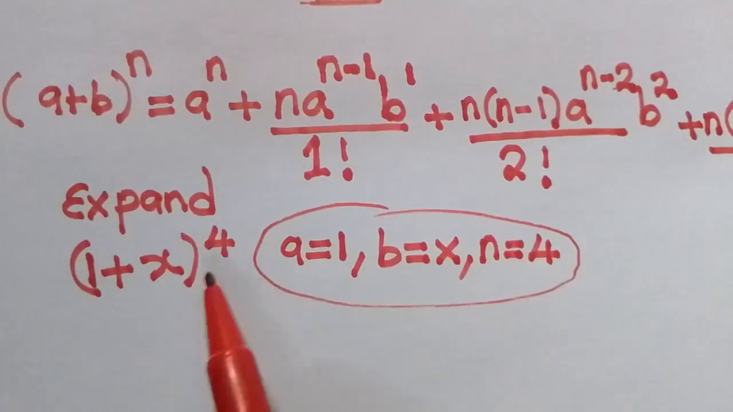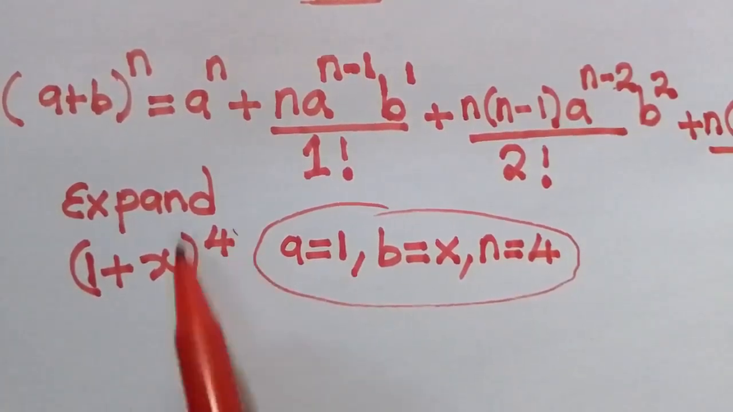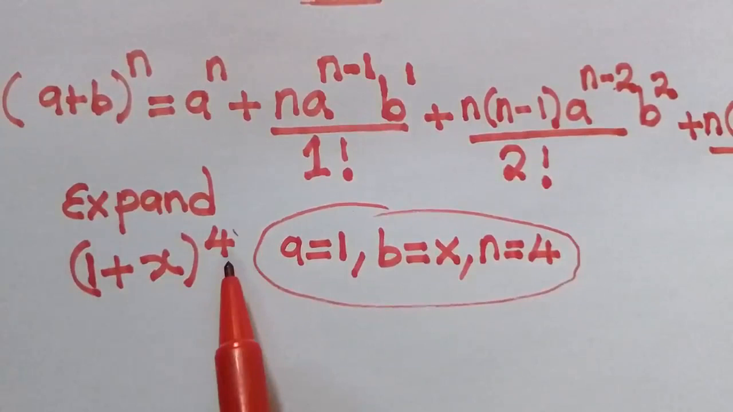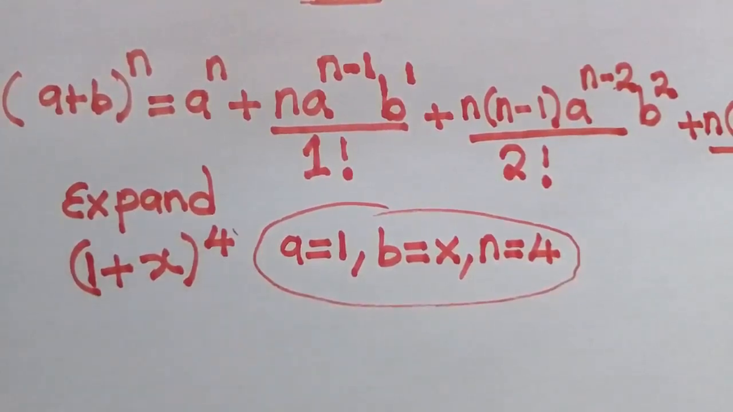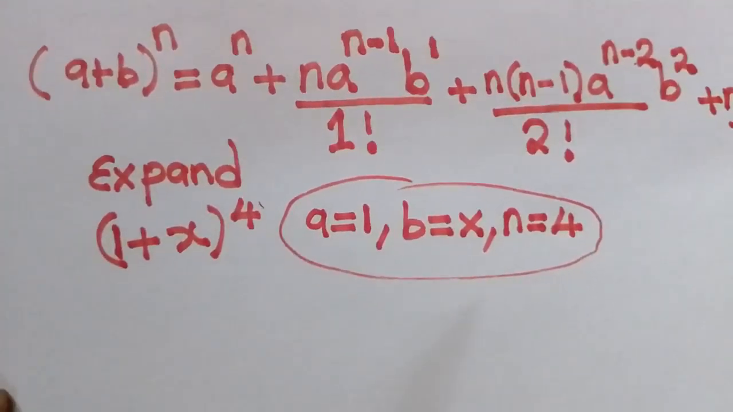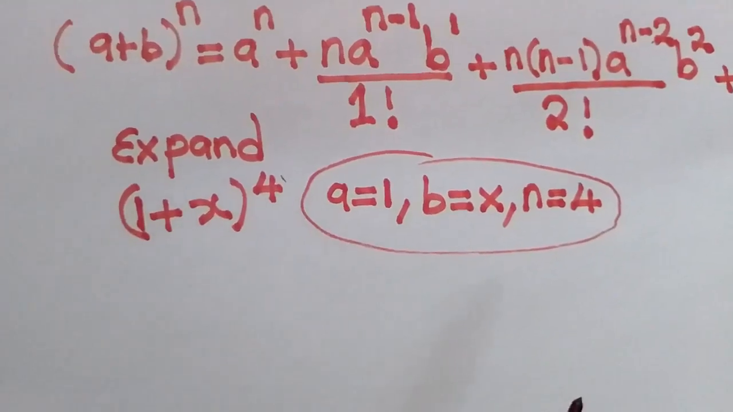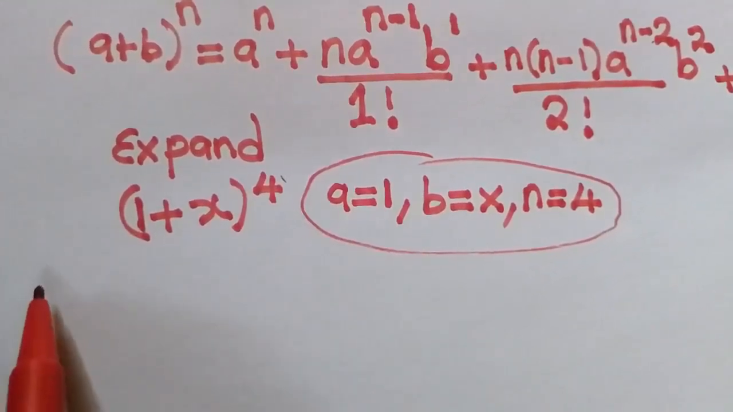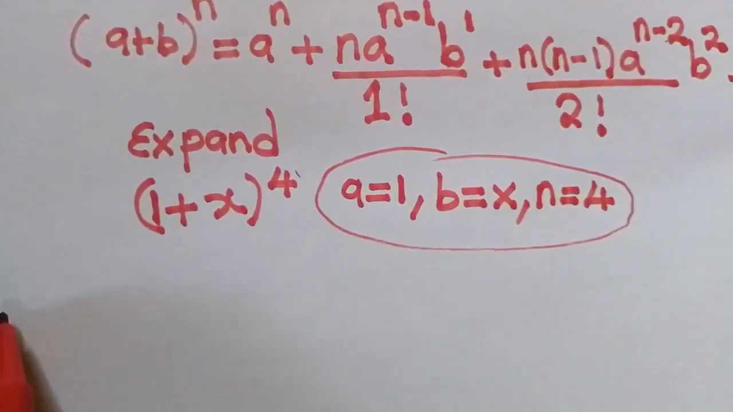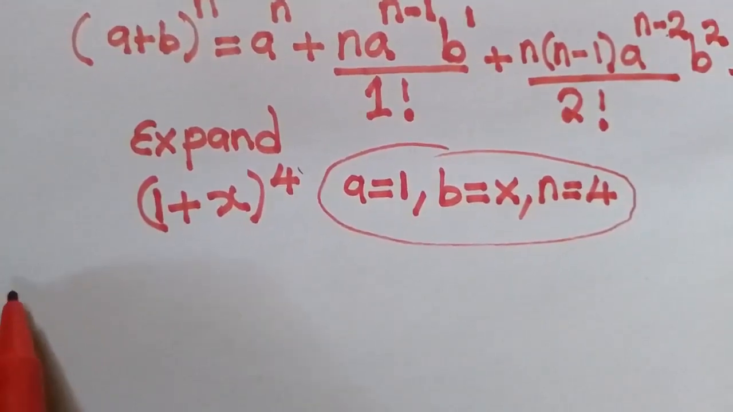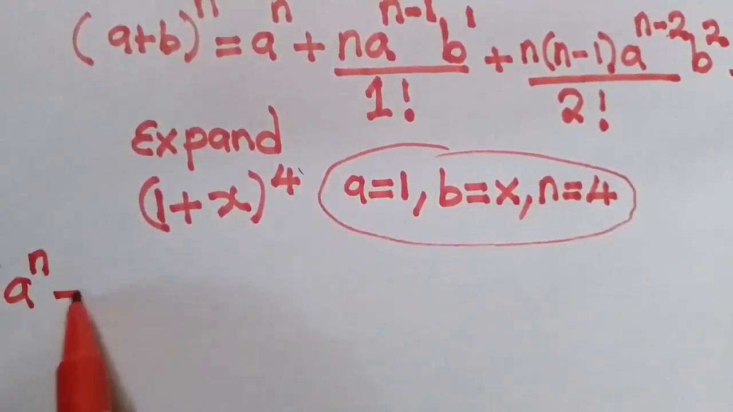So you know that you need to reach up to the 4th power. So how is the formula going to be? You write down the formula that you are going to use. I'm going to start here. You are going to start with a to the power n, then plus.